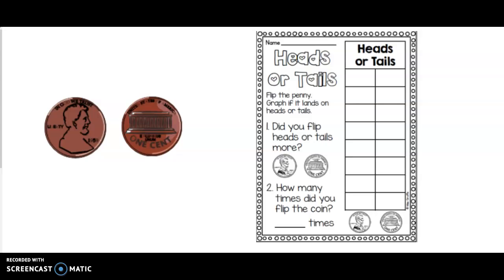It doesn't even have to be a penny if you can't find one laying around, just any old coin. What you're doing today is you are flipping a penny. When it lands on heads, remember heads would be this side right here, the side with the president's face on it, you're going to mark that off on the bar graph. If you flip it and it lands on tails, you're going to mark that it landed on tails that time.